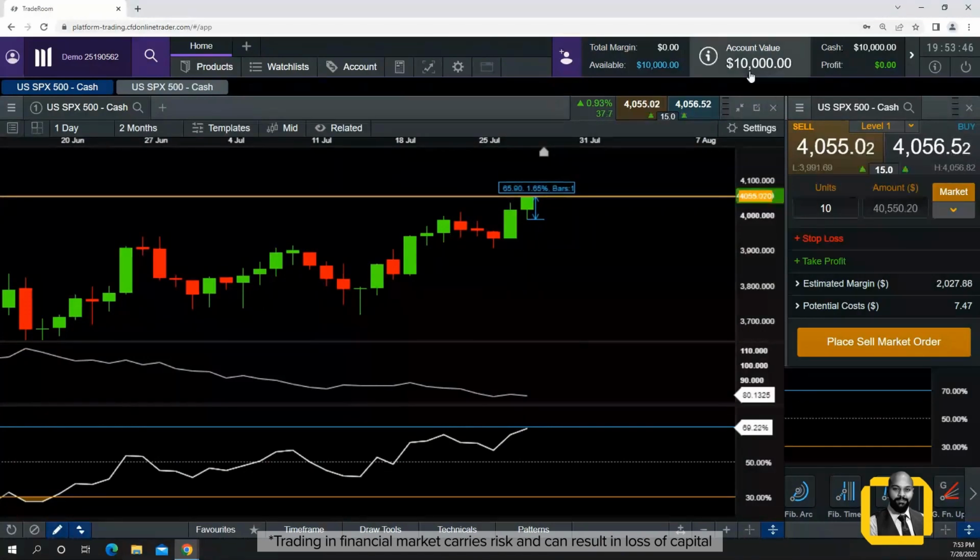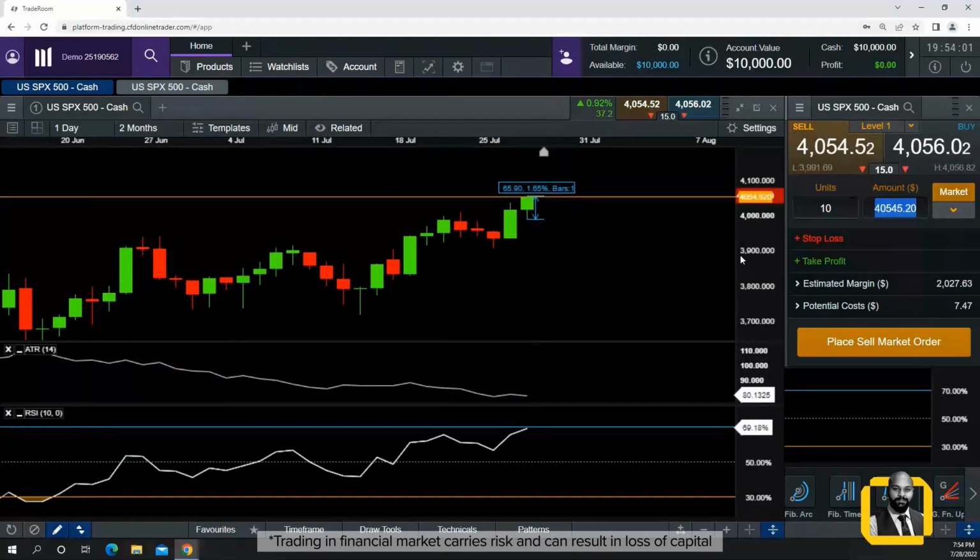Let's say I have a $10,000 account. In this case, I'm taking a $40,000 exposure. It is highly recommended not to take leverage. I'm just taking $40,000 here just to show you as a demonstration. But if you have not used leverage, if you're not aware, I would recommend please trade or invest without using leverage until and unless you understand how leverage works.